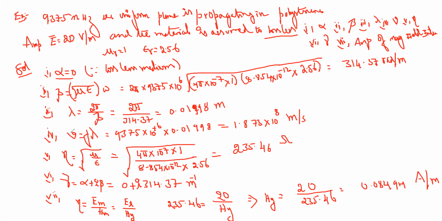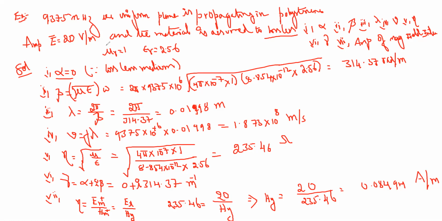2 pi by beta, velocity is f into lambda, and intrinsic impedance is equal to under root of mu by epsilon. Gamma is alpha plus j beta, and eta is E_m by H_m, or otherwise, the electric field is in the X direction and the magnetic field is in the Y direction, Ex by Hy. Therefore, the amplitude of the magnetic field intensity we get is the ratio of the electric field intensity amplitude with the intrinsic impedance. Okay, my dear students.